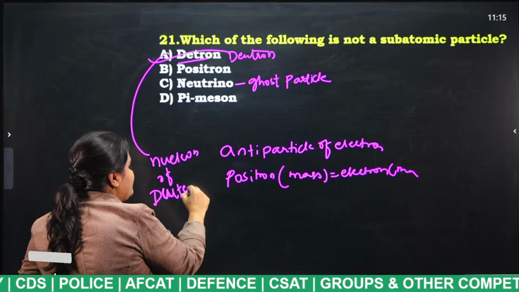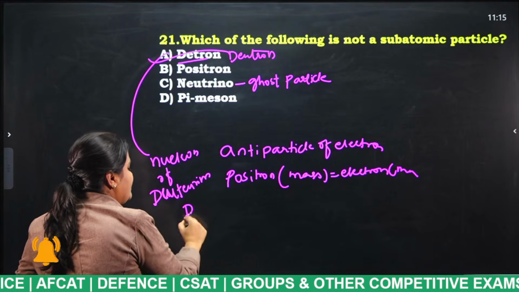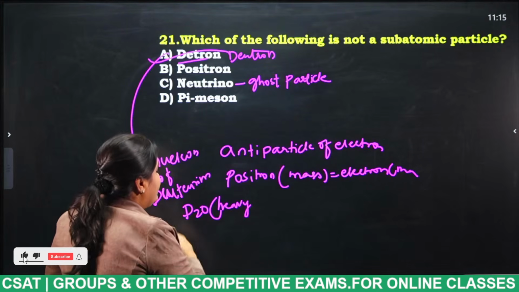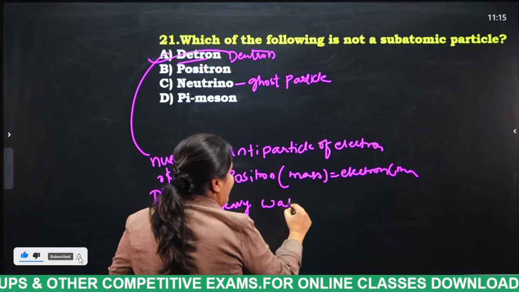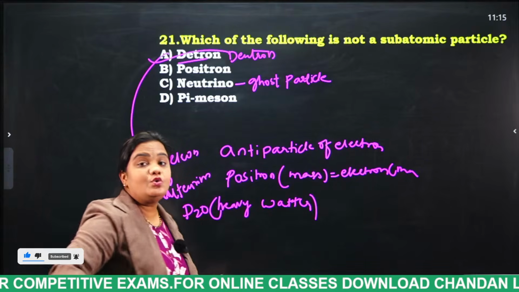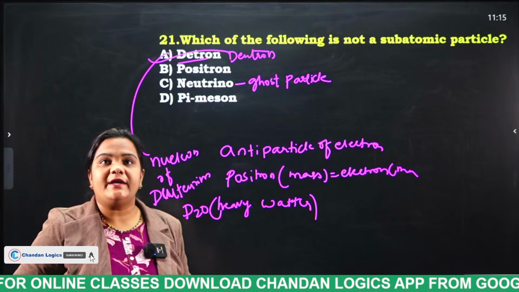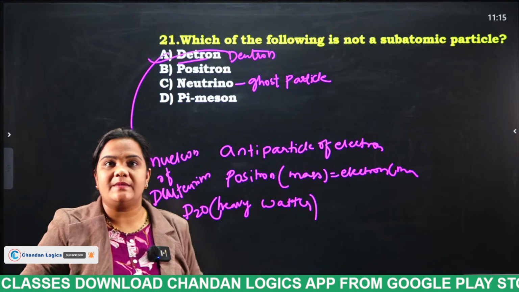You all know what is deuterium, right? What is deuterium, students? D2O, heavy water. This deuteron is not a subatomic particle, students. It is the nucleus of heavy water, deuterium. Got it? Very, very important concept.